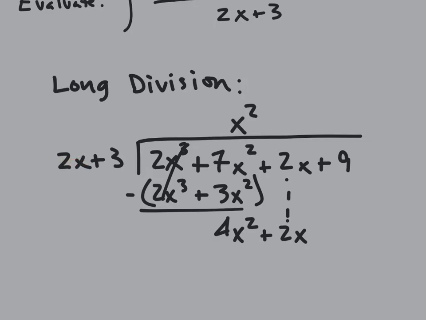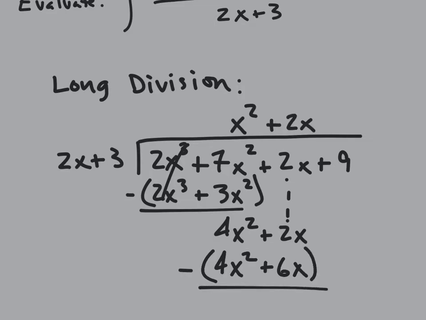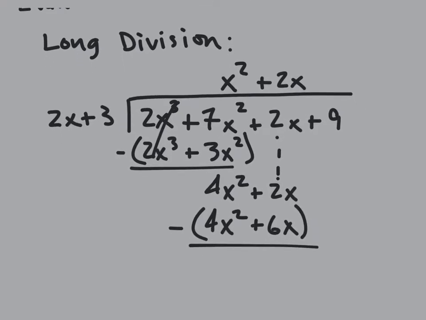So 2x times what gives us 4x squared? That's going to give us a positive 2x. 2x times 2x gives us 4x squared. 2x times 3 gives us a positive 6x. Let's subtract the quantity here. And so from here, the 4x squareds are going to cancel out. 2x minus 6x is going to give us negative 4x. Let's drop down our 9. And we've got one more step here.